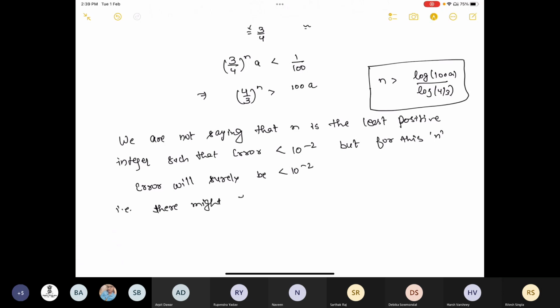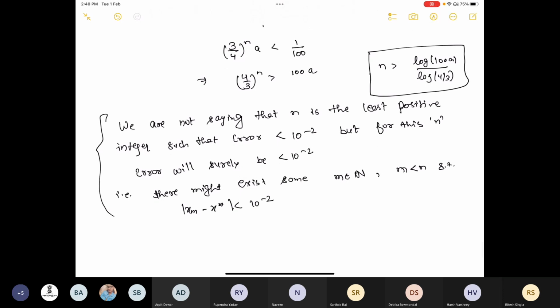there might exist some m belonging to the natural numbers, m strictly less than n, such that xm minus x star is less than 10 to the power minus 2. Is this making sense?